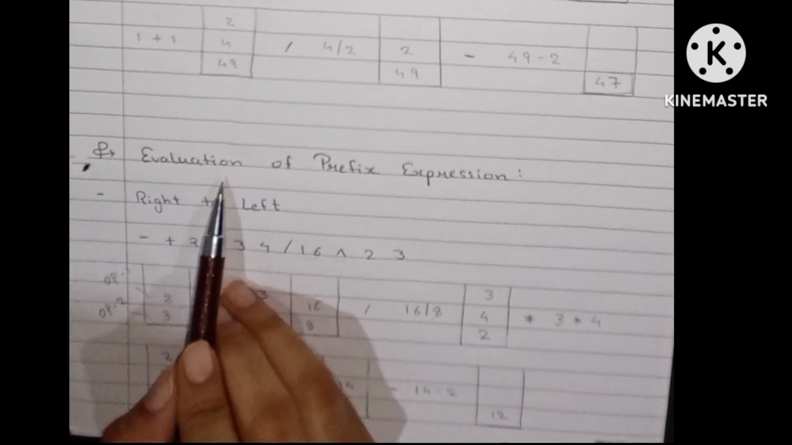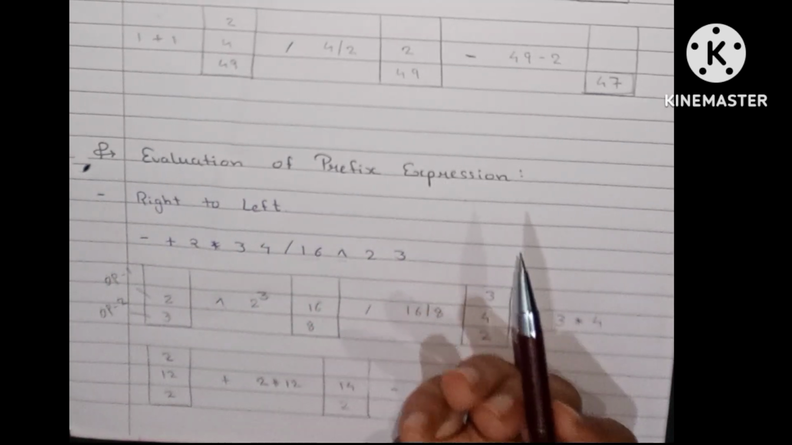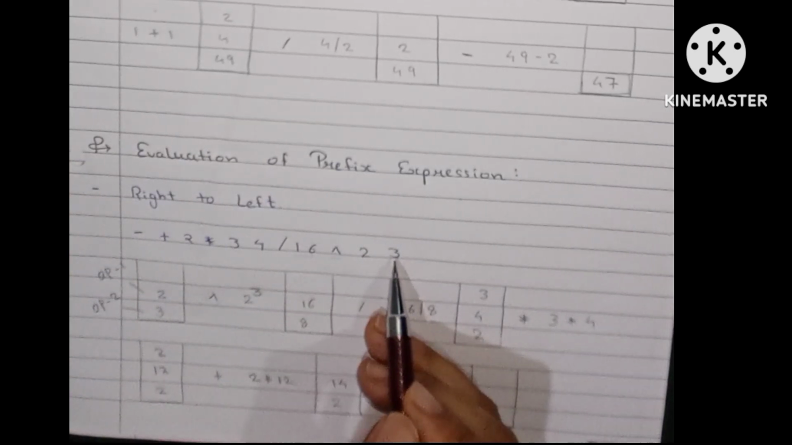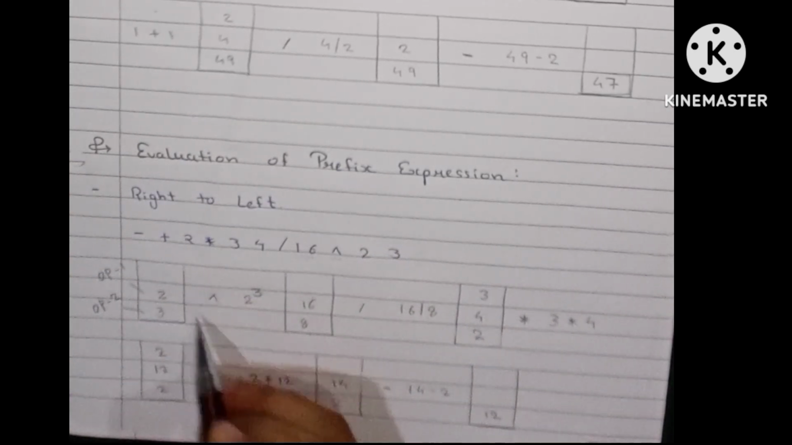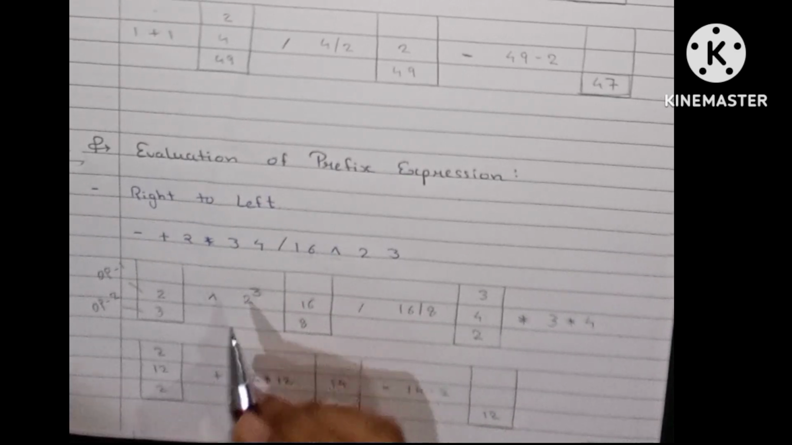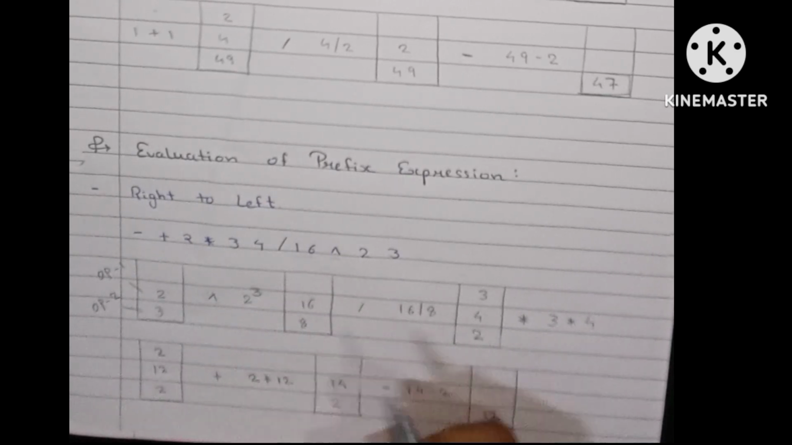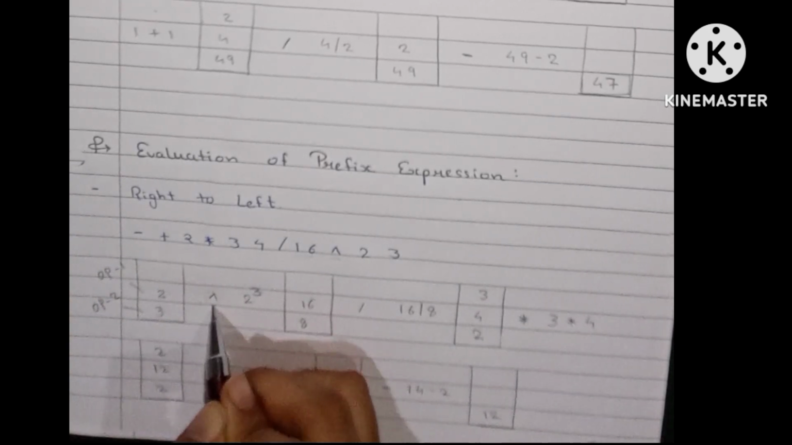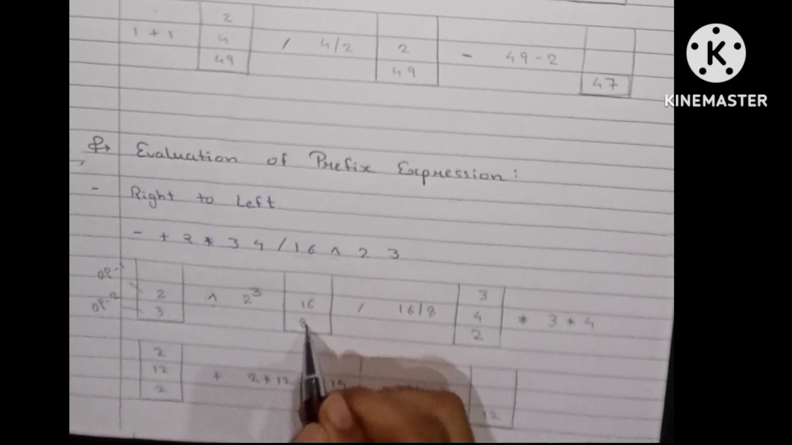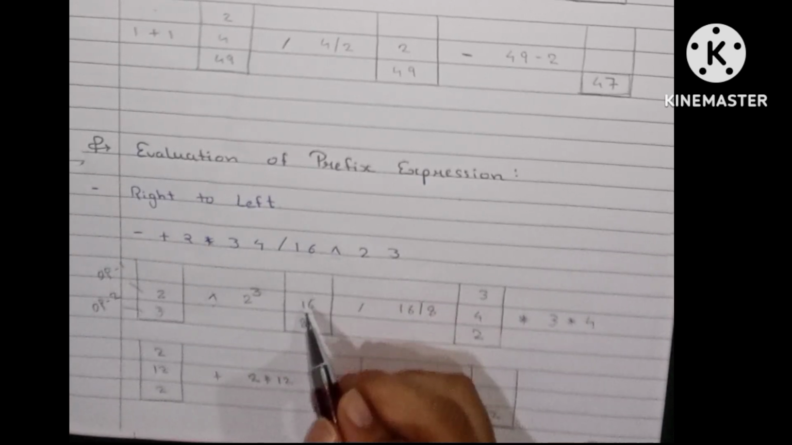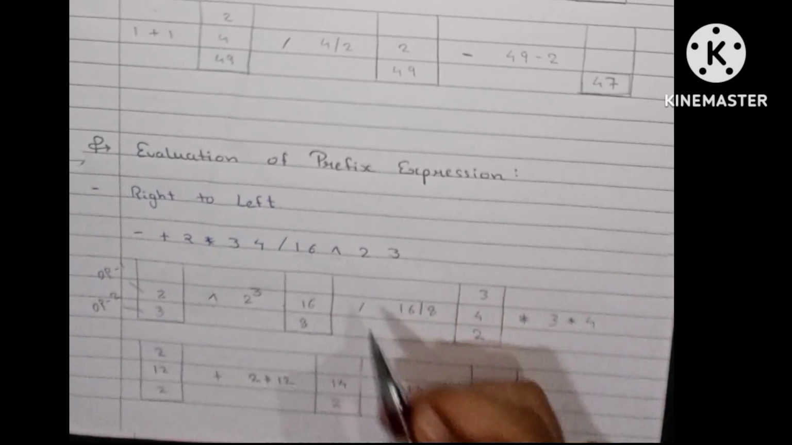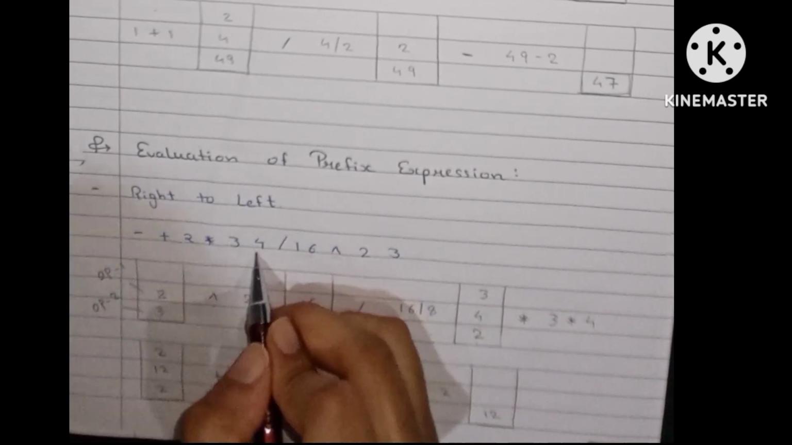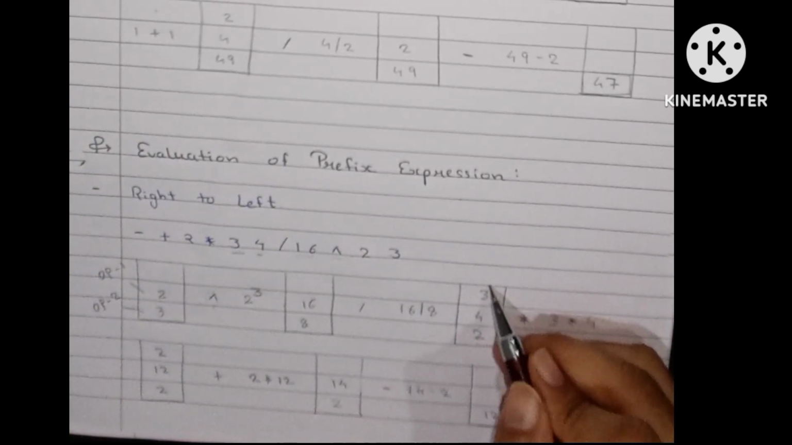The next one is evaluation of prefix expression, in which the string is read from right to left. In this also the operands are pushed into the stack until an operator is there. Then the operation is performed and the answer is pushed into the stack. For example, 3 and 2 are pushed into the stack. Next is an operator, so it performs the operation and the answer is pushed into the stack. Next is an operand, so pushed into the stack, then an operator performs the operation, and the answer is pushed into the stack. Next are 4 and 3, which are added into the stack.